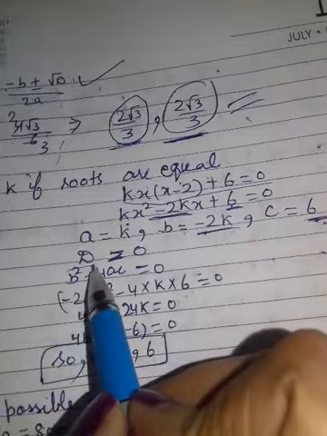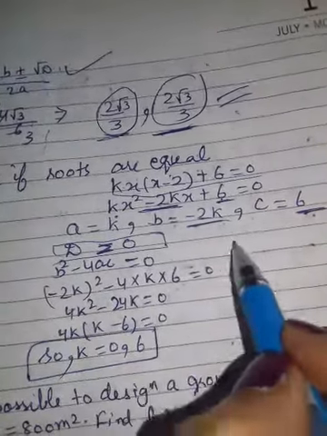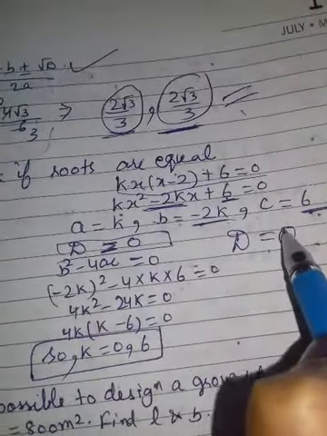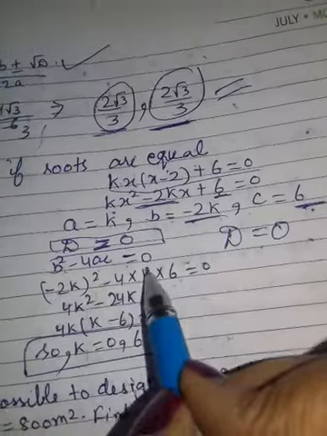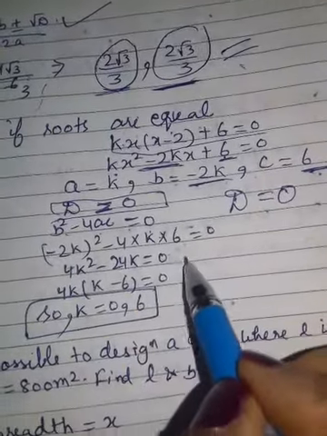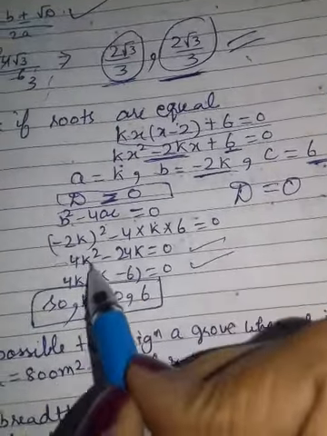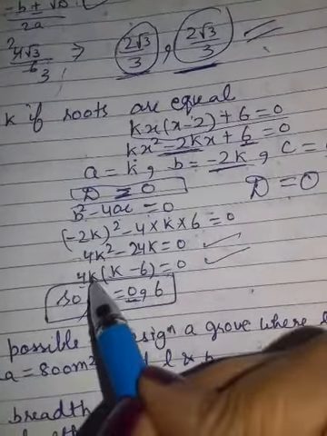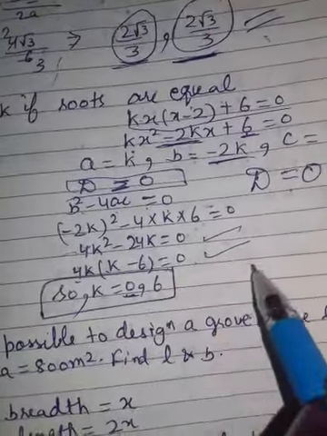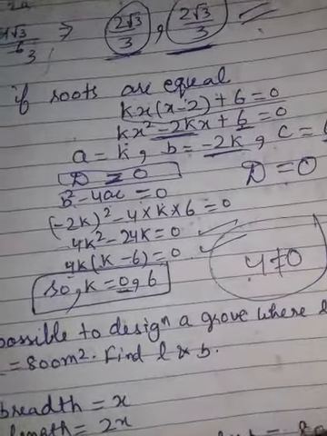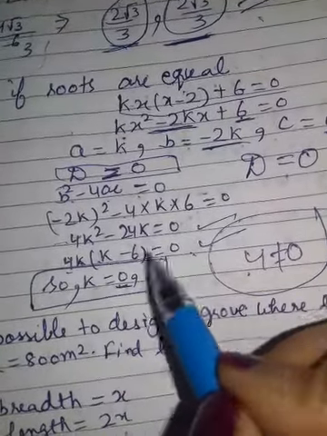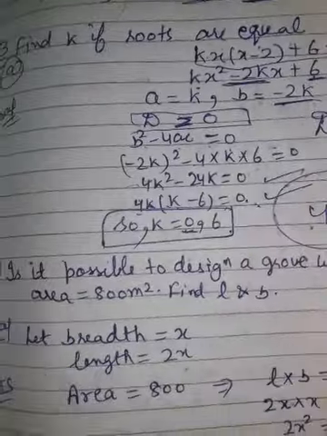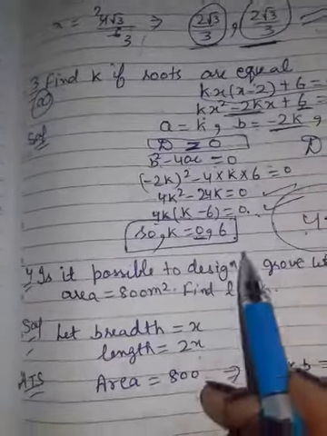Then D is equal to 0, it is given to you because roots are equal. Then b square minus 4ac, I will put the values. In this manner you will take 4k common, k minus 6. So one thing, k will be 0, 4 can't be 0. So it's rejected. So k is 0, second is k is 6. I hope you are getting.